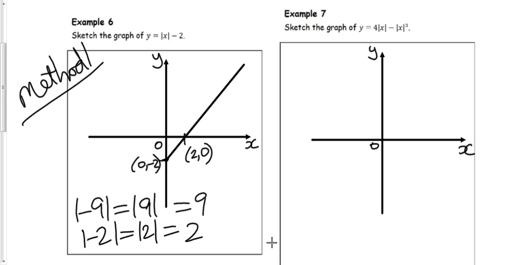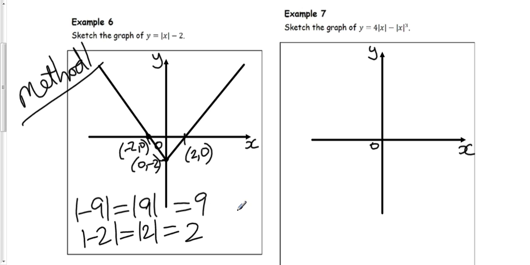So let's finish this graph. Line of symmetry in the y-axis because of modding the x values. And there the graph would look like this. Crossing there at minus 2, 0. Now that's method number 1.